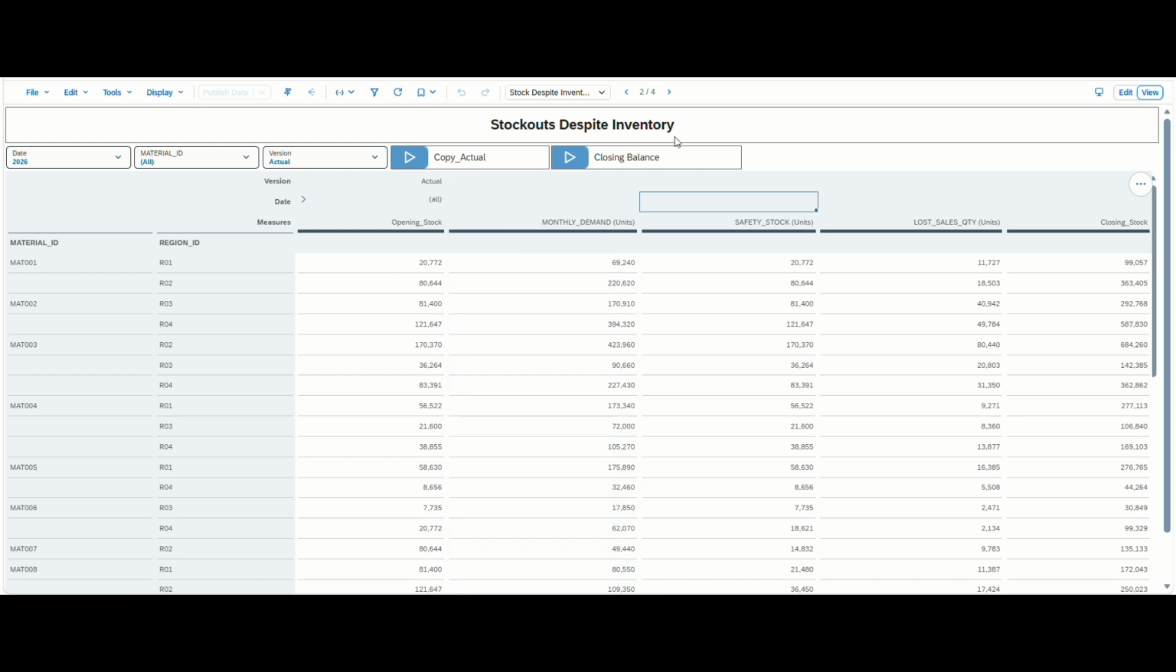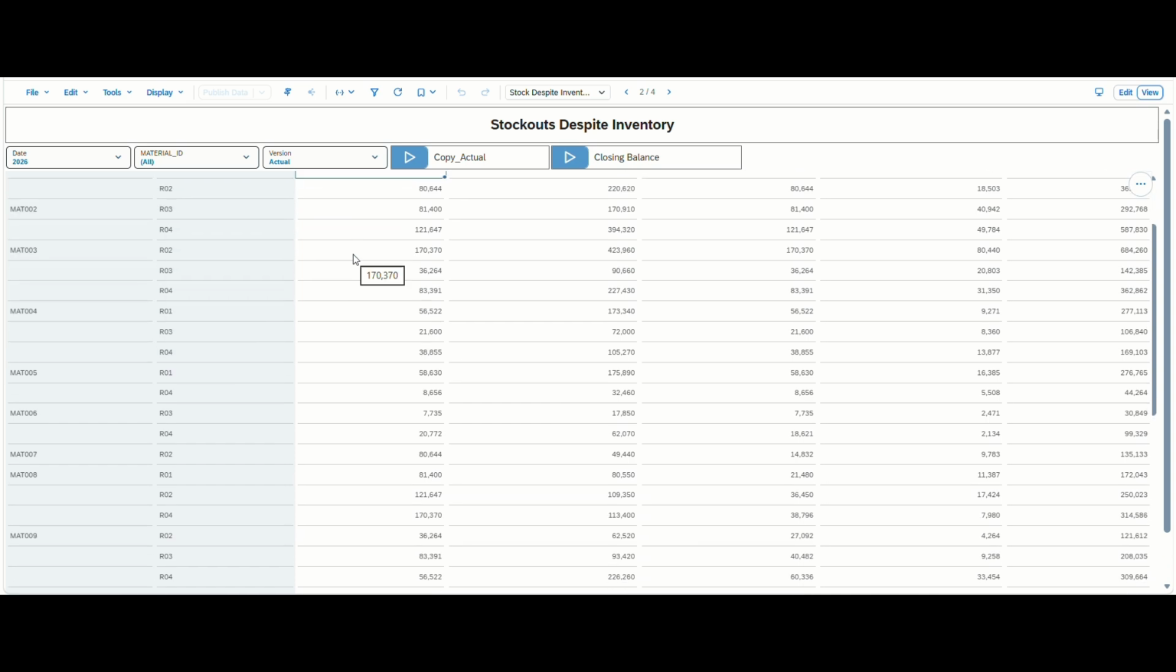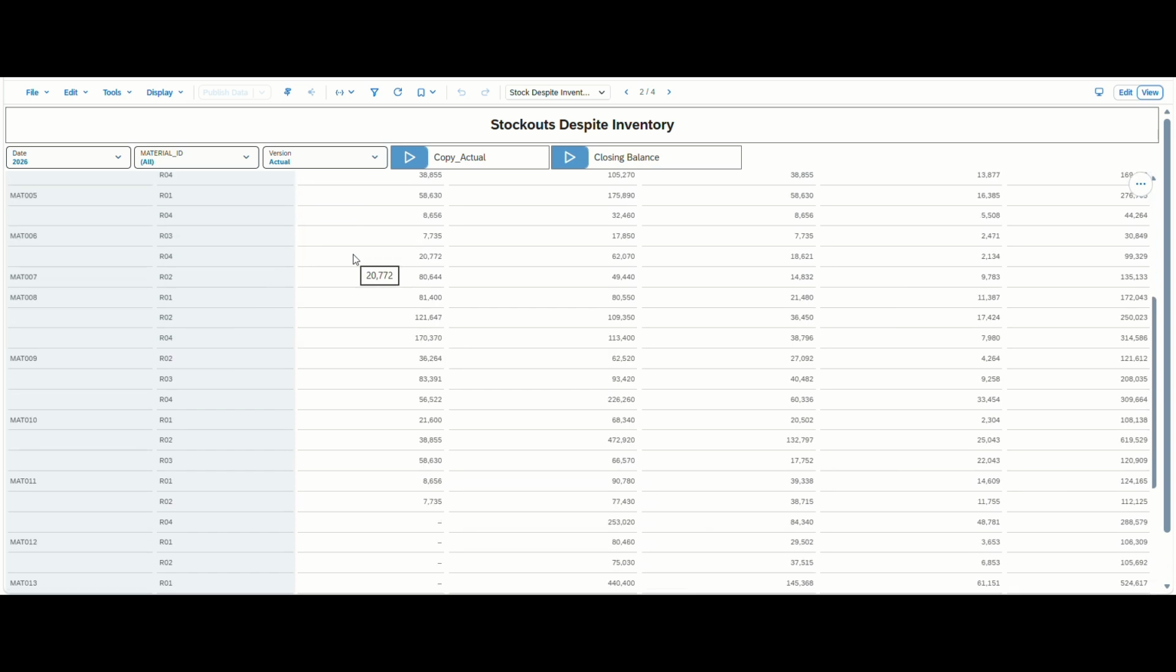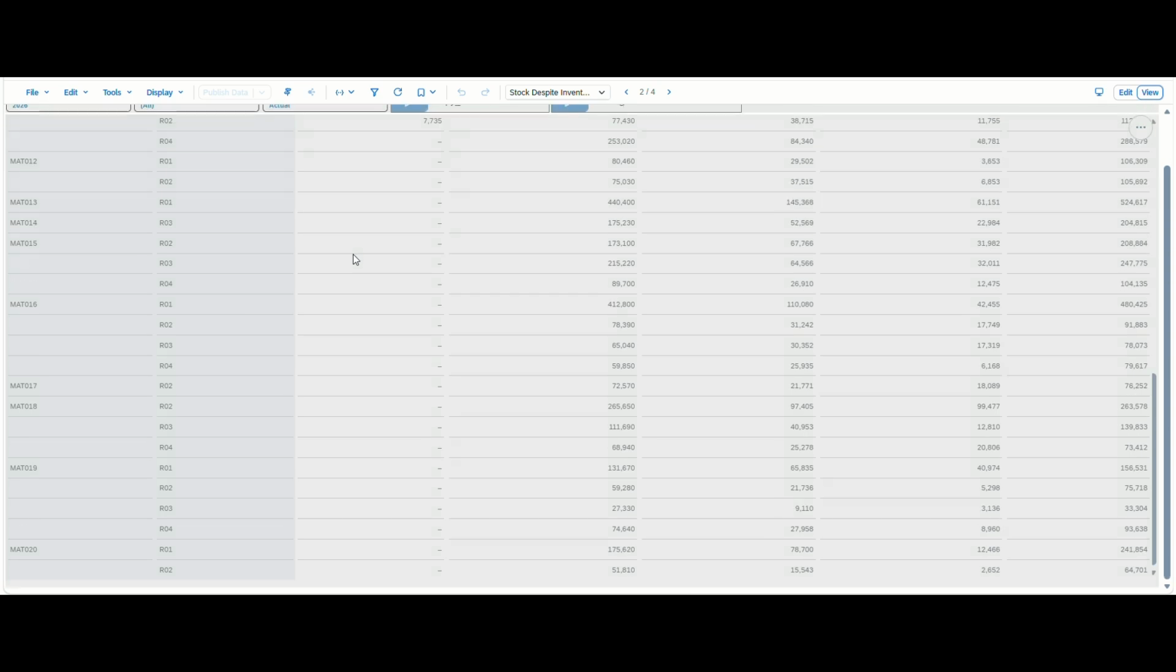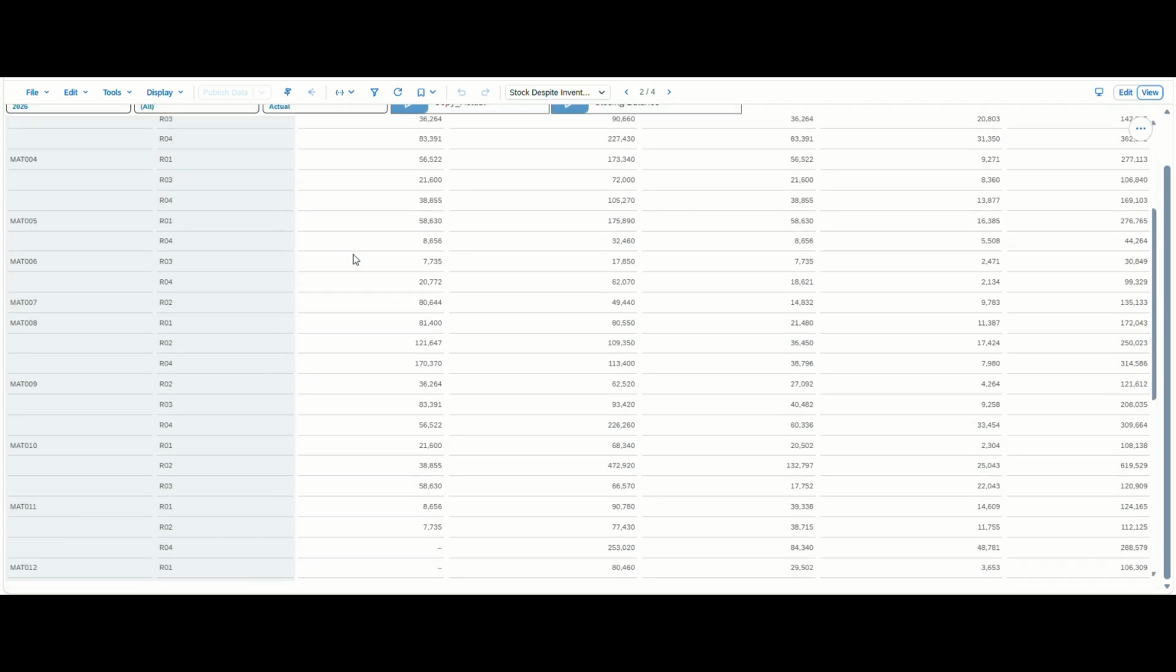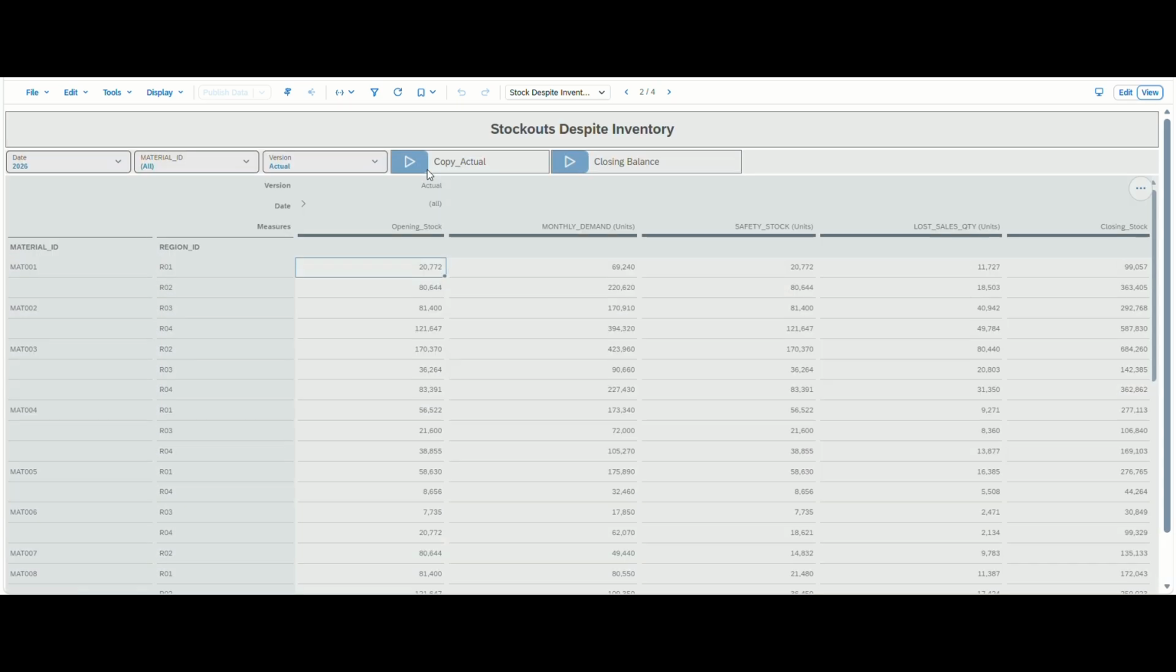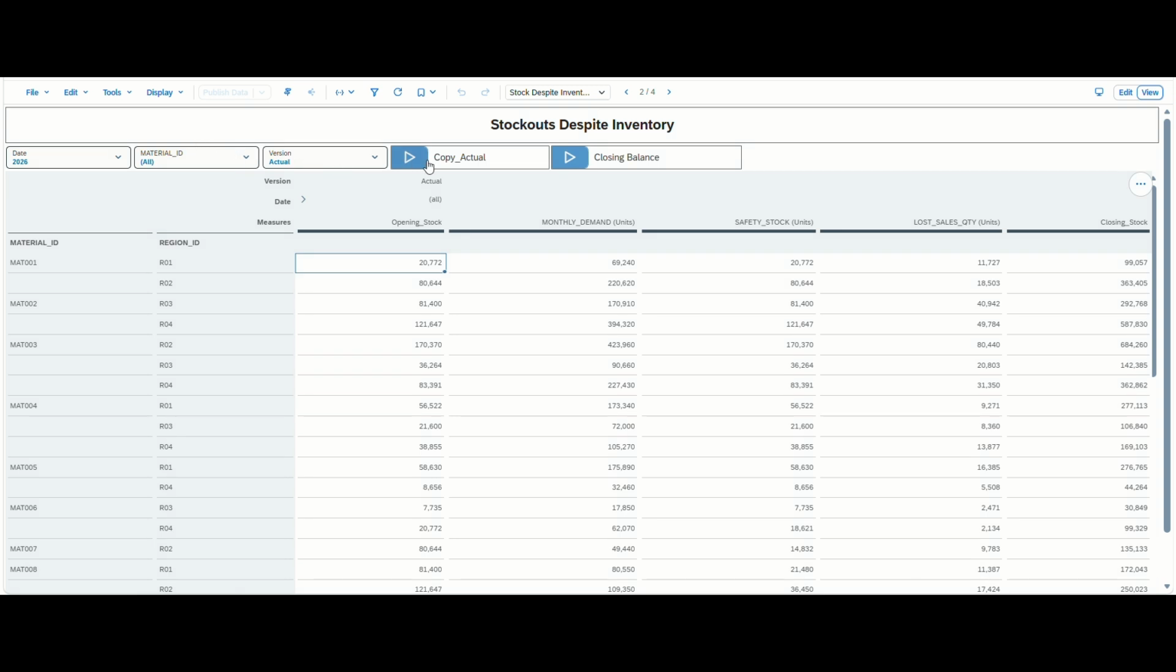The detailed material and region-level analysis enables organizations to identify products and locations experiencing higher fulfillment gaps despite available inventory. This page helps businesses improve inventory balancing strategies, optimize replenishment planning, and reduce operational inefficiencies across the supply chain. In short, this page acts as a strategic control center for inventory imbalance analysis and fulfillment optimization.